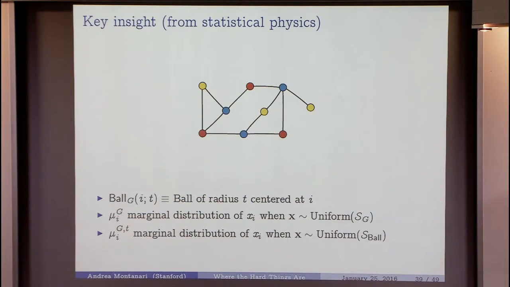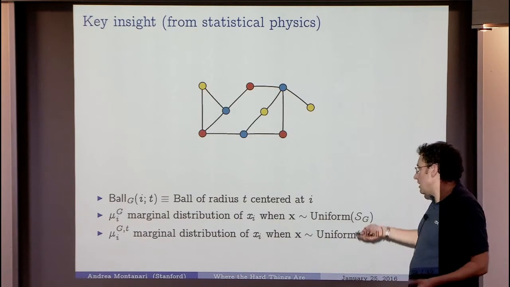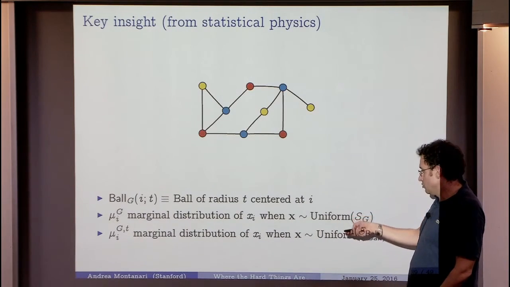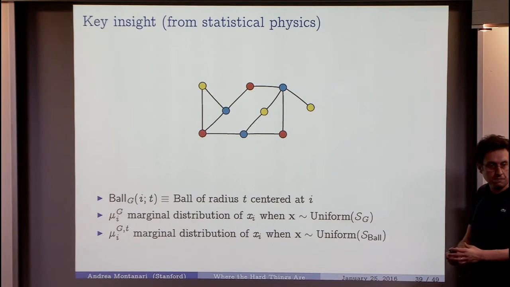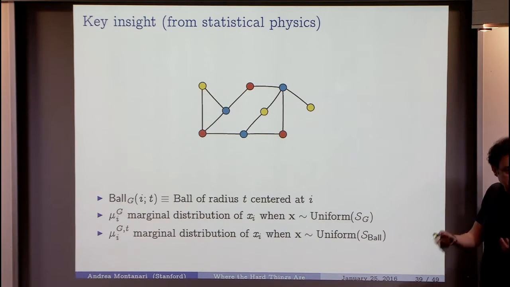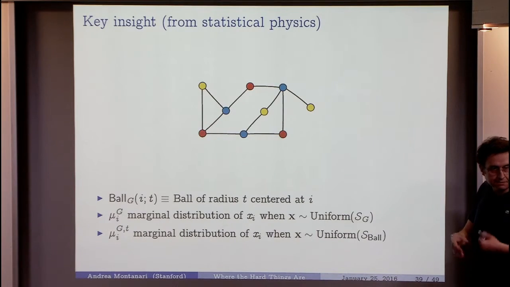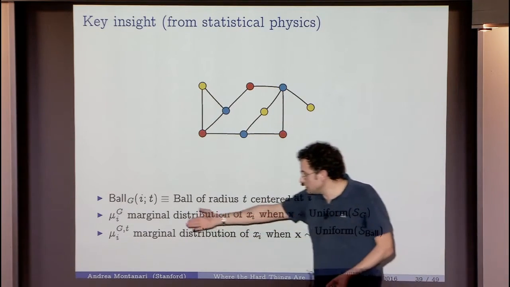Because by a similar argument to what Nayantara talked about earlier today, I can count the number of solutions if I can compute marginals, and I can also find solutions. But of course, this is difficult to do, so what I can try to do is the following. Take the set of solutions on the subgraph induced by the ball. If you look at the set of vertices that have distance at most t from i, this induces a graph, so you can look at a proper coloring over this graph, pick one uniformly at random, and compute its marginal.